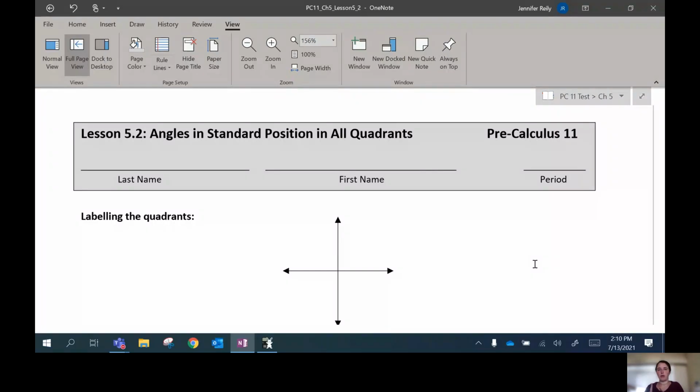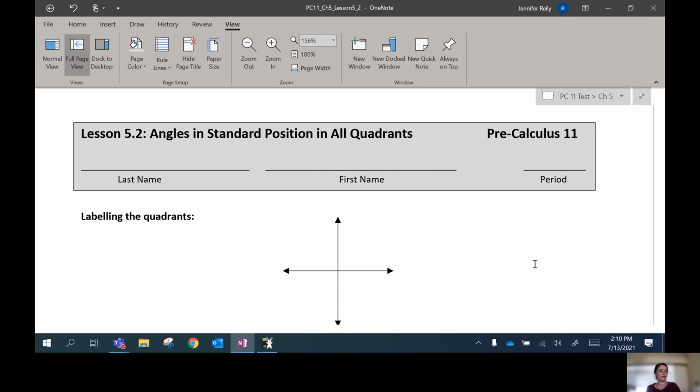This is lesson 5.2. So in lesson 5.1, we looked at angles in standard position in quadrant 1 only using the coordinate grid. And today we're going to be looking at angles in all 4 quadrants of the coordinate grid.